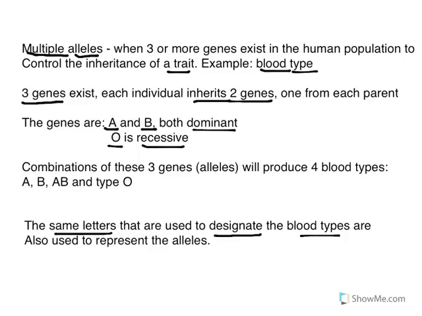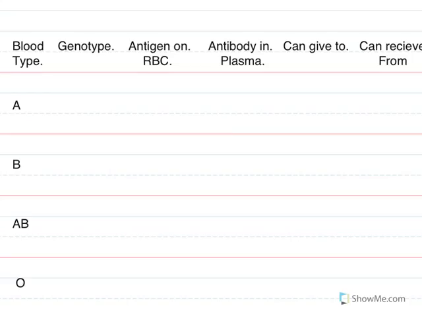These 3 genes will produce 4 different blood types in the human population. Blood type A, blood type B, AB, and O. And again, don't be confused because the same letters that are representing the blood types are also going to be representing the alleles. So if we look at this table that I have set up for you, we're going to identify what are the different genotypes for each of the blood types.